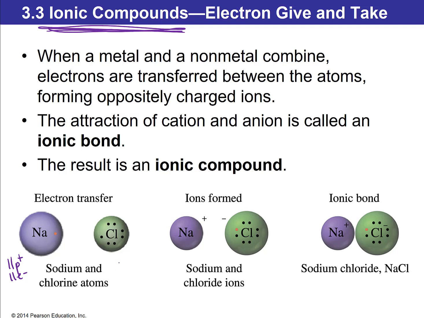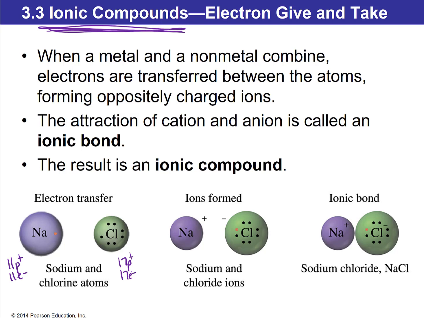Chlorine, on the other hand, is 17. 17 protons, 17 electrons. In the outer shell, it's got 7. If it gains one, it'll have 18. And 18 makes it like argon. So 18 will also make it like a noble gas.